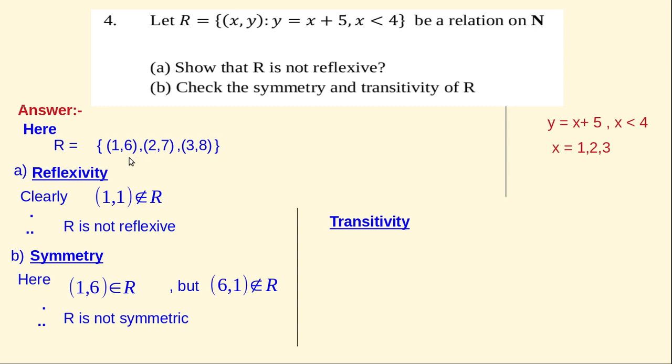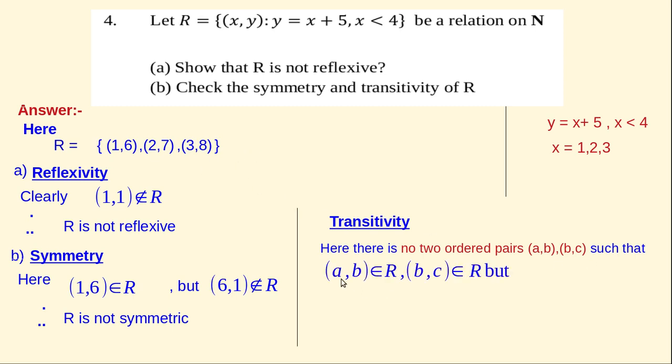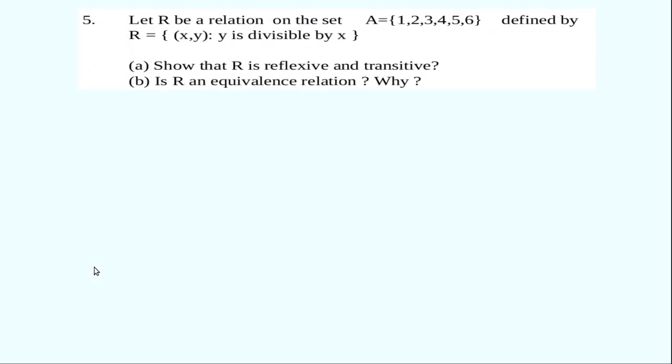It means that the condition is not satisfied, and there is no need to bother about the conclusion. Therefore, we cannot find two ordered pairs in this relation such that (A, B) belongs to R, (B, C) belongs to R, but (A, C) does not belong to R. Trivially, the relation is transitive. Answer to question number 4 is over. Write it in your notebook beautifully. After that, let us move to question number 5.